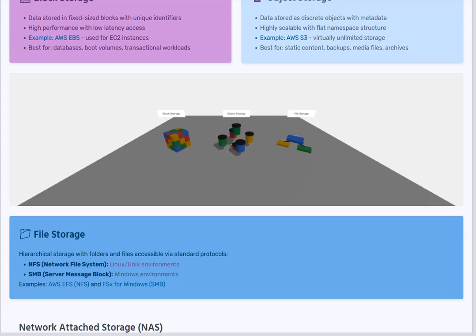So NFS can be accessed in Linux and Unix environments. SMB is for Windows environments, right? So file storage is like network storage, right? You can share them. Basically, this is mostly used for sharing. I can't tell you exactly it's only for sharing, but you can use it for sharing in that case, right? So for example, AWS Elastic File System is a network file system, right? And FSx for Windows is an SMB file system, right?